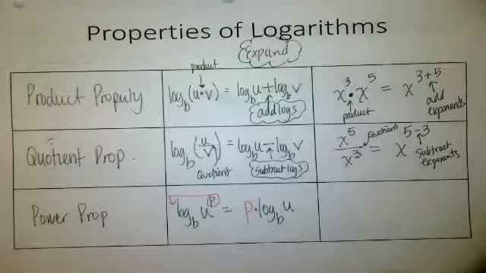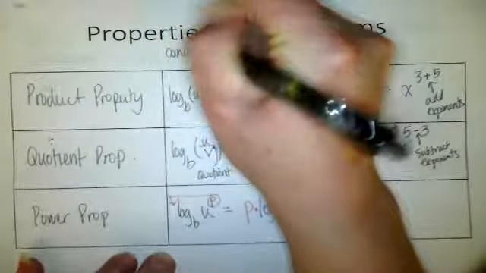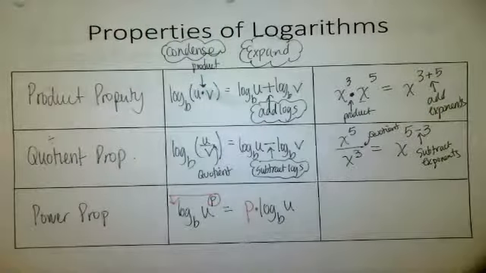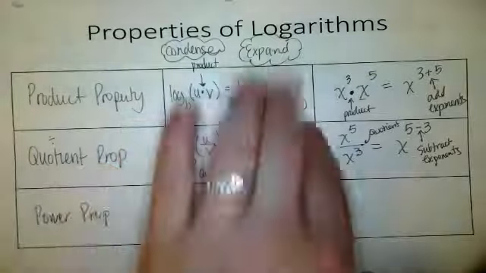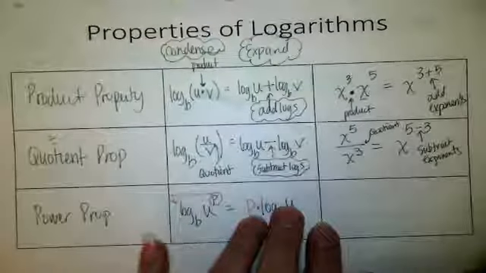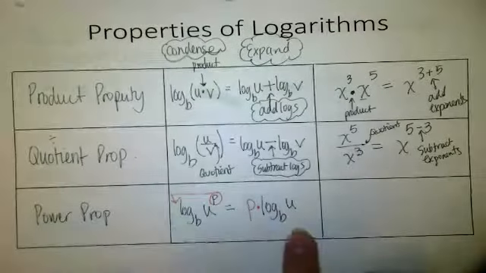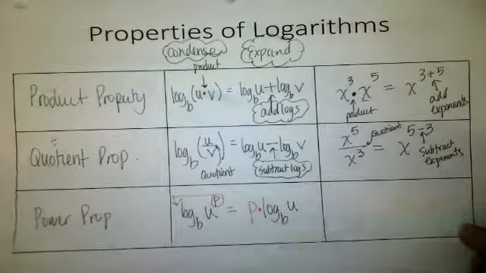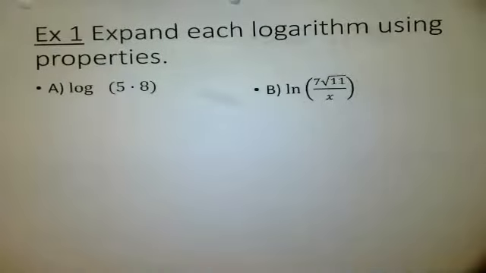Then we have over here the condensed side, where we're making things as compact as possible with only 1 logarithm. Versus over here, we could have 3 or 4 or 5 logarithms together. So over here, we have the single log side, and then we have the expanded form. And we need to know both. So we start with expand. So we're going to apply some properties. Expand each logarithm using the properties.